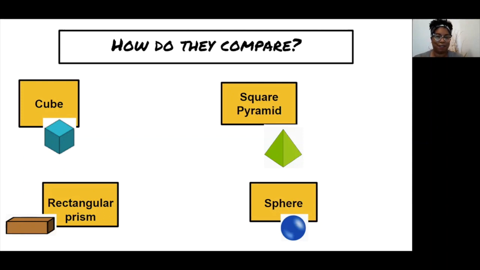Find a friend. Find someone in your house to talk to. Ask them, do they know anything about plane shapes? What are plane shapes? What is Miss Means talking about? Take a moment, ask someone. So now let's answer that question. How do they compare? Which plane shape do you think is most like a cube?